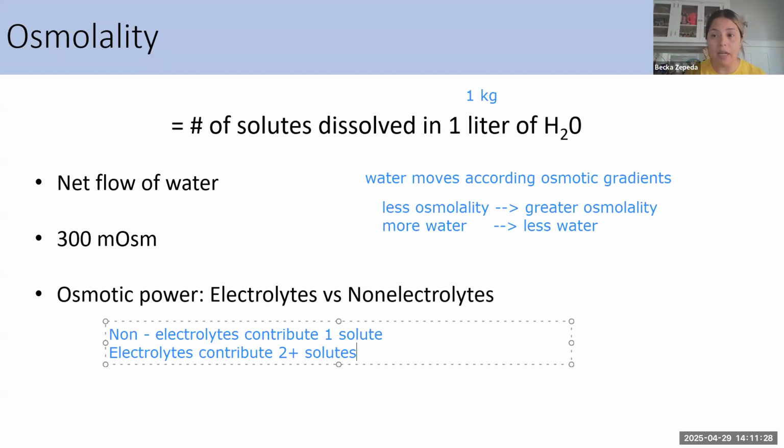Because if we're adding more solutes to that solution because we're adding electrolytes and they're separating and adding more solutes than a non-electrolyte, that's going to attract more water to that area because it's more solutes. You're adding two or more solutes for every molecule of that electrolyte that you're adding. And so more solutes means higher osmolality, which means water is going to be more attracted to shift in that direction. Okay, so I hope that made sense.